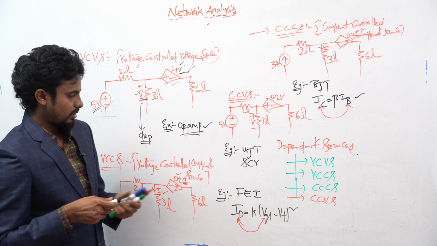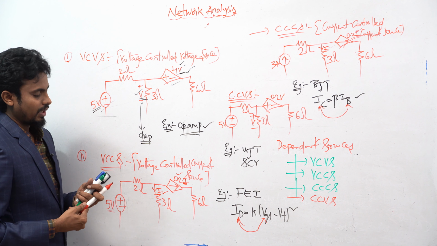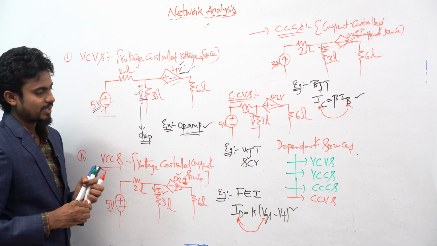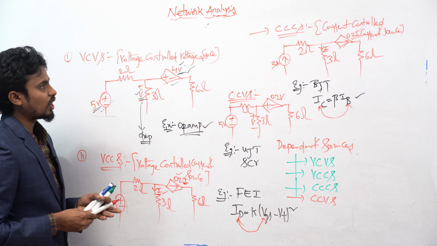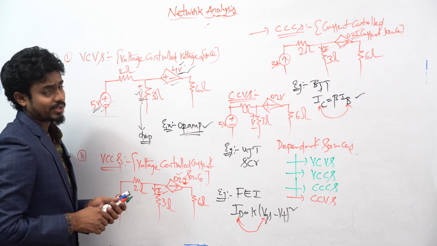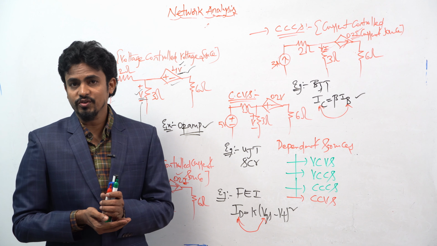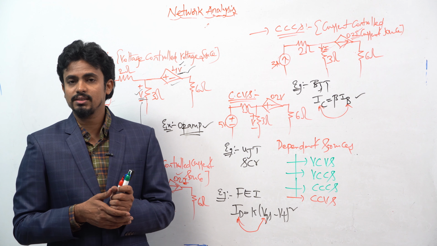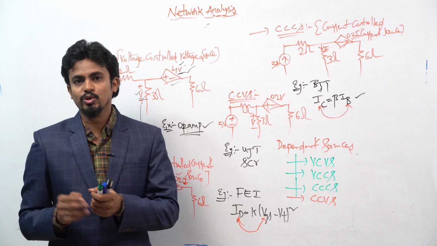This type of concept is not that important, but it plays a crucial role in your online bits. They will ask what is an example of a current controlled current source and what is an example of a voltage controlled current source. They will ask in multiple choice questions. Okay, in the next class we will see Ohm's law. There we can proceed with our sessions.